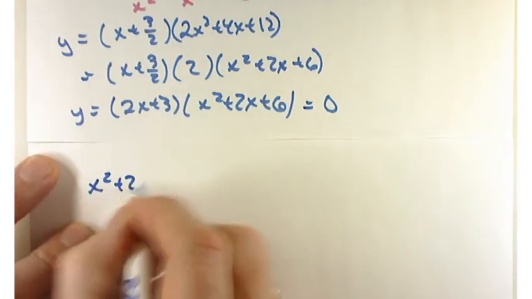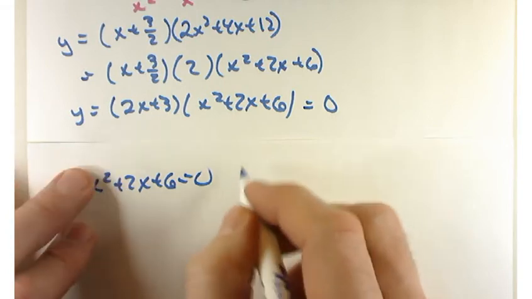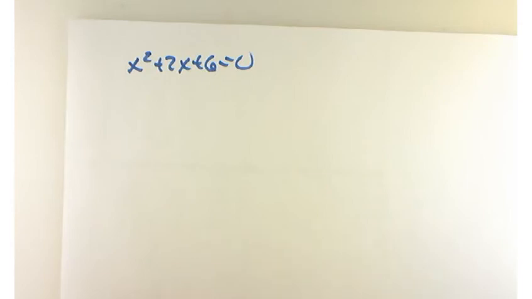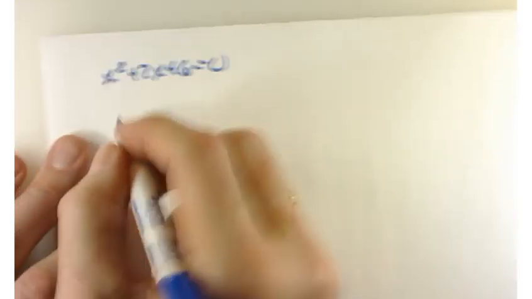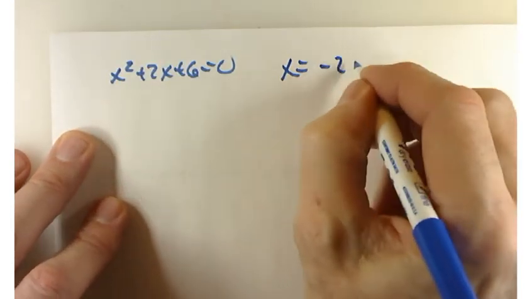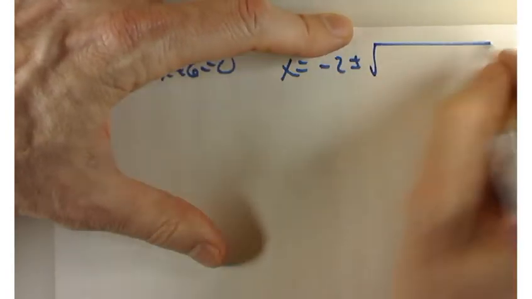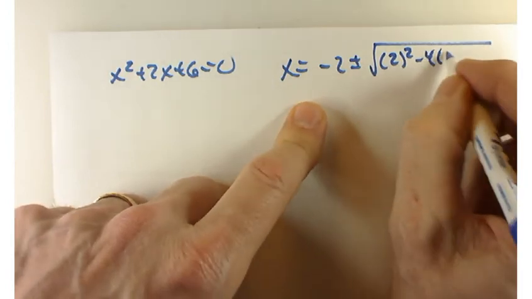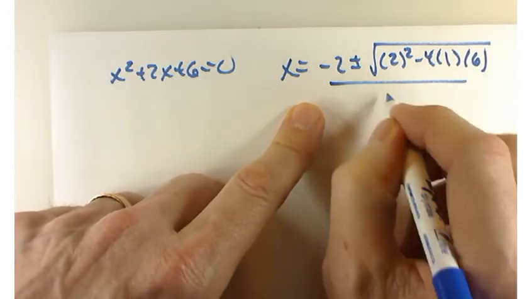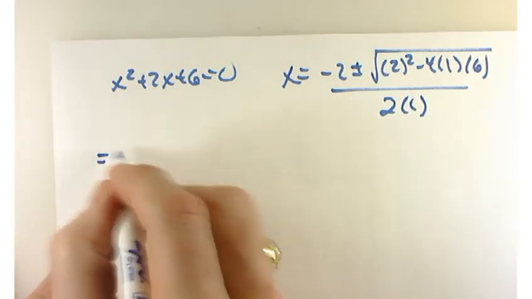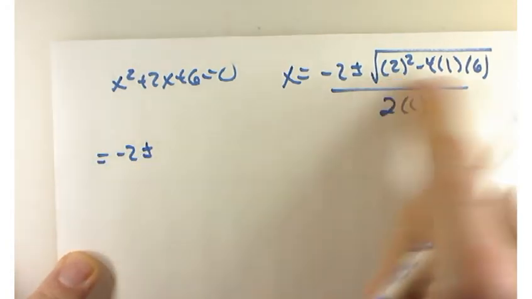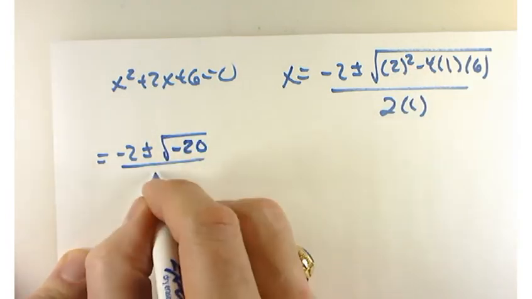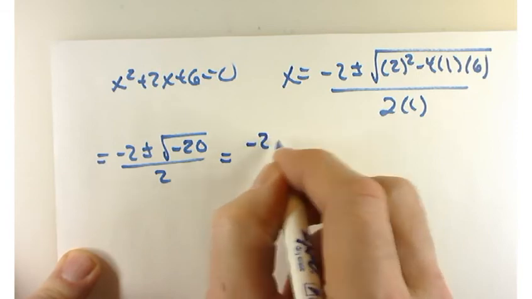X squared plus 2x plus 6 equals 0. Plug that into the quadratic formula. X equals -2 plus or minus the square root of 2 squared minus 4 times a, which is 1, times 6, over 2 times 1. 4 minus 24 is -20. There's where your negative numbers or complex numbers are coming from, right there.